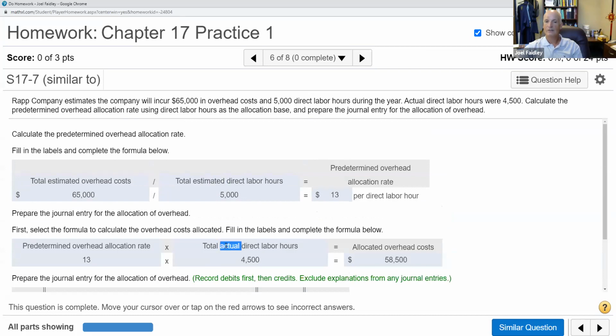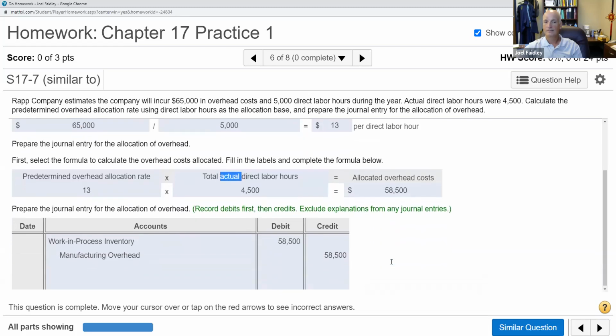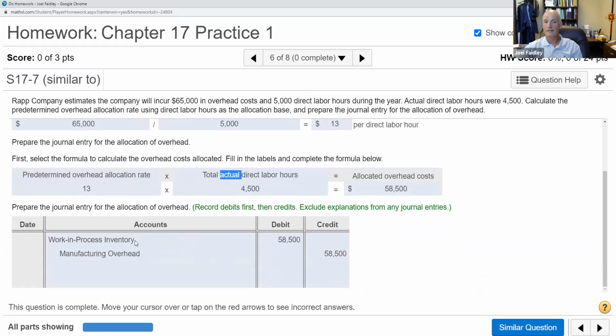But when you actually start incurring these hours, 13 times 4,500, 58,500. That's what's coming out of the right side of your manufacturing overhead. And so that's how it gets allocated. There's my credit for 58.5, and there's my debit to work in process. So it's coming out of manufacturing overhead.